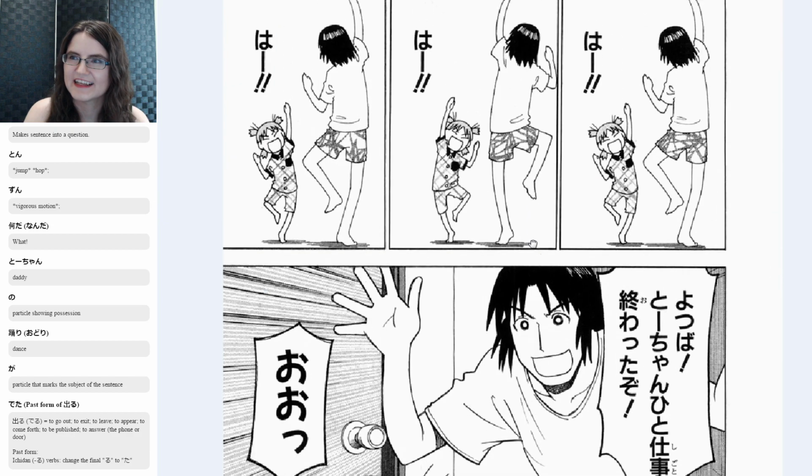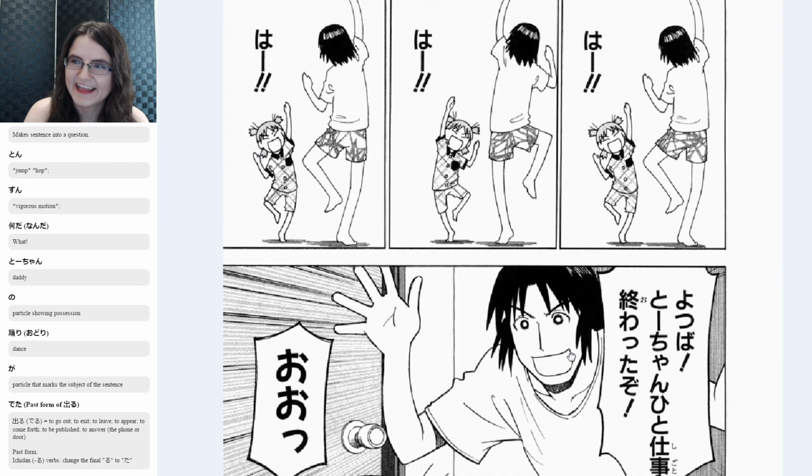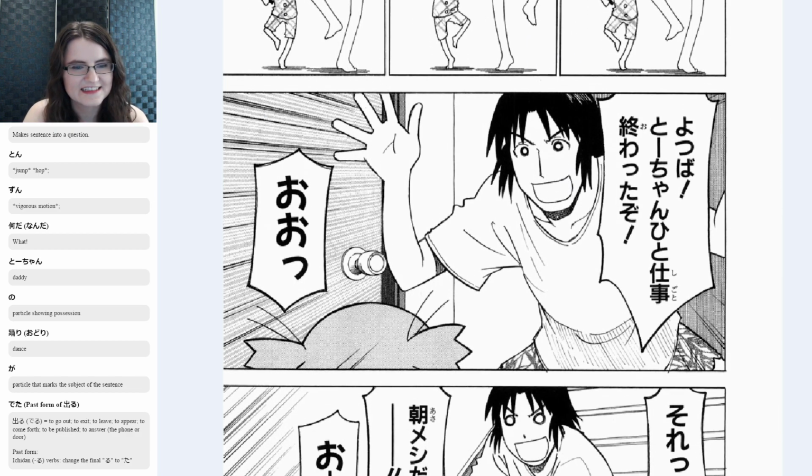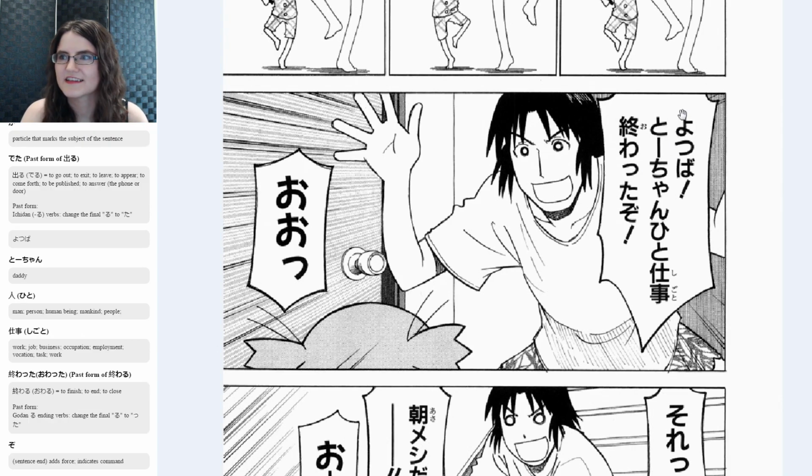Next, they're all super fun. Ha ha ha, they're dancing. Now she's like, Yotsuba, To-chan hito shigoto owatta zo. So Yotsuba is her name, To-chan for papa. Then hito, which is person, so like your dad person. And then shigoto is work or job.